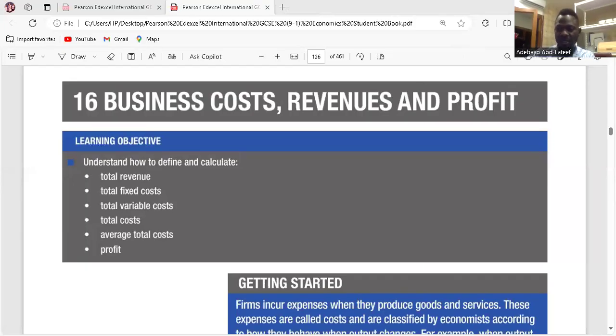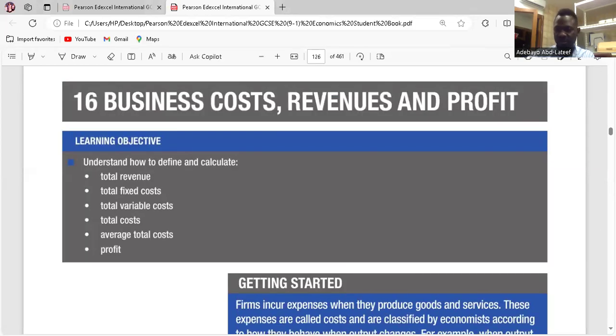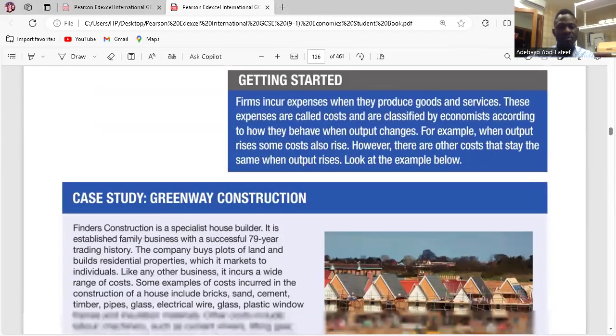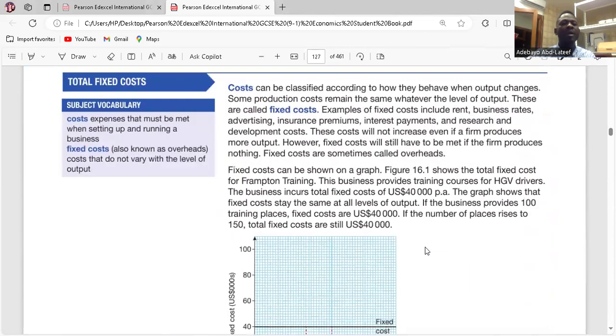Chapter 16 in economics: business costs, revenues and profits. For costs, cost is simply the amount spent in the cost of producing a good or service. The amount spent to ensure that the product is made available. That is what cost is about.